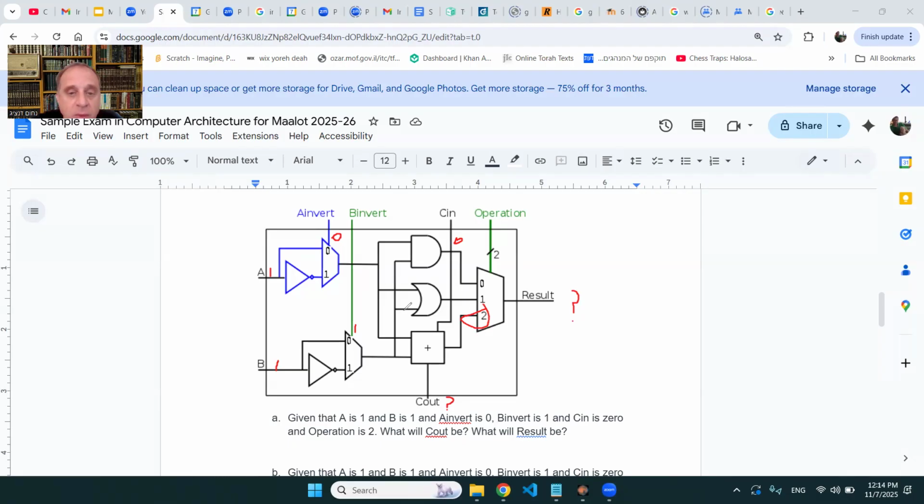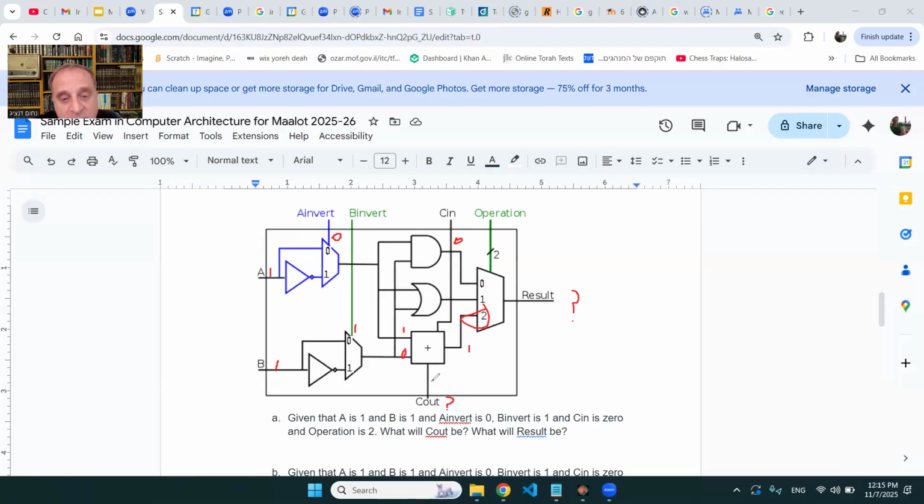Okay, so this should be easy because if this is a 0, then the output, this 1 is going to come over here and you get a 1 over here. And this 1 is going to come down into the plus. It's also going to go to the other things, but since the operation is set to 2, we only care about the plus. That's what's going to end up going into the result. We have a 1 over here, but now this is a 1 on this control line, so it's going to take this value, which is B inverted, which is 0. So we're getting a 0 over here. 0 plus 1 plus 0 is 1. So the result coming out here will be 1.